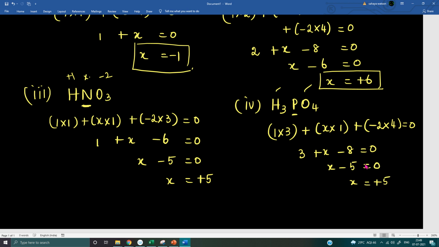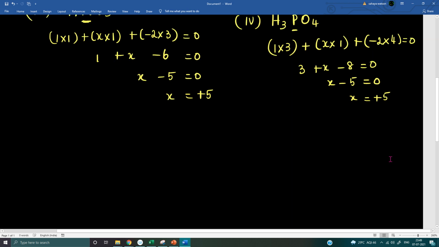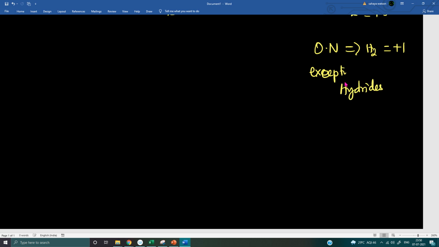So I hope you know how to calculate the oxidation number of an unknown element in a compound. If the compound contains both oxygen and hydrogen, I think you are able to calculate. Now I am moving to the next point. Just now I said the oxidation number for hydrogen is +1, except, there is an exceptional case, except hydrides. What do you mean by hydrides? I'll tell you. Before that, if the hydrogen is present in hydrides, the oxidation number is -1.